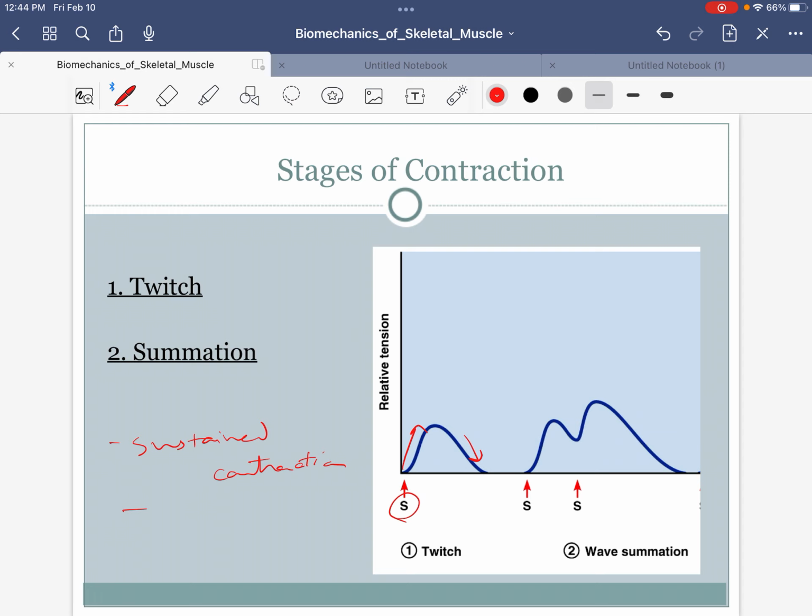And this is what we're going to talk about. So a twitch is only good for one nerve impulse, one little twitch, done. But most of our activities require sustained muscle contraction. We hold that contraction to actually grip a pen or walk or kick a soccer ball or run or whatever. So when we want to have that sustained contraction, we go through these steps.